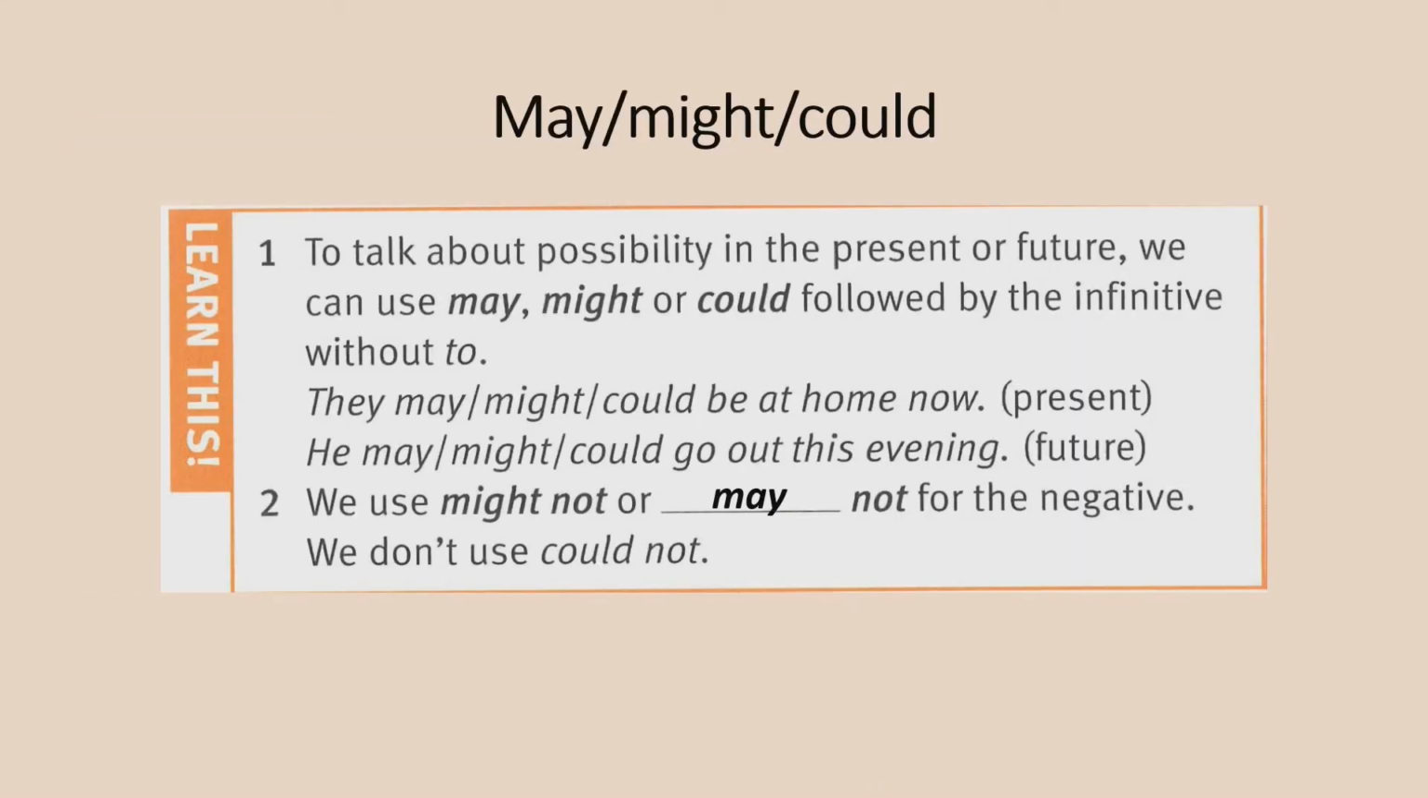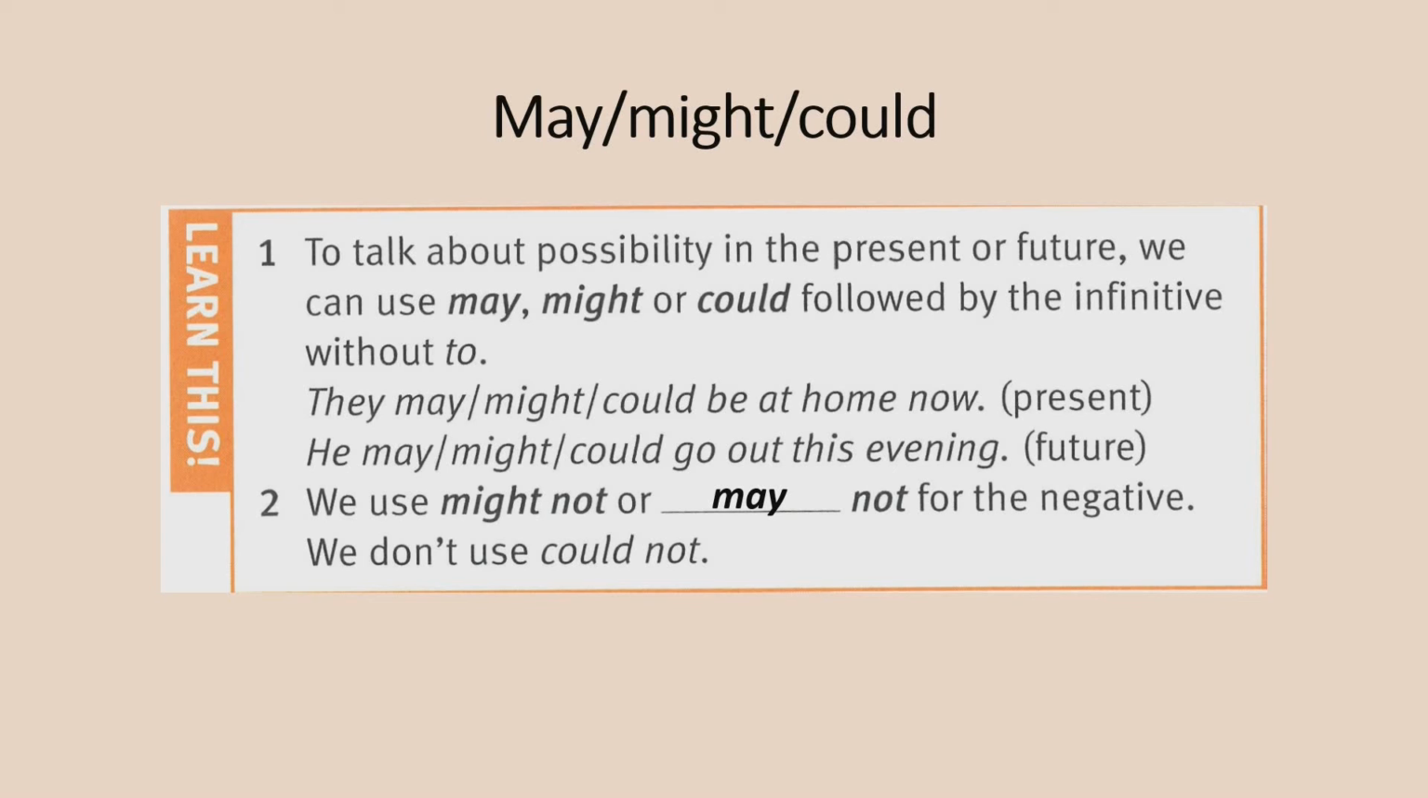Our last topic of today are modal verbs may, might and could, which are used to talk about possibility in the present or in the future. In combination with may, might or could, you use the infinitive without to. For example, they may be at home right now, or they might or could be at home right now for the present, and for the future, he may, might, or could go out this evening.